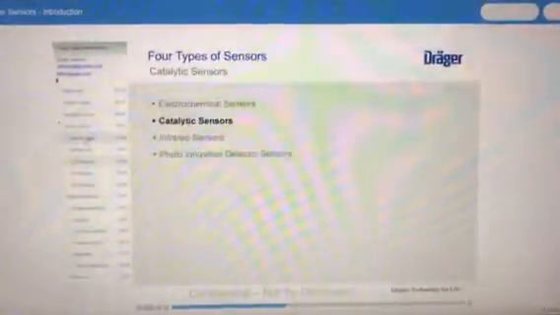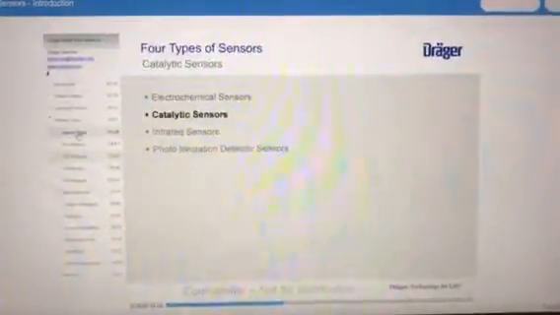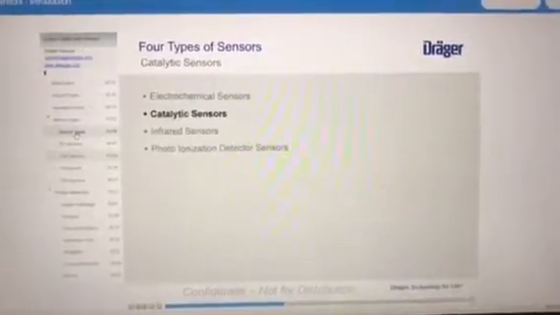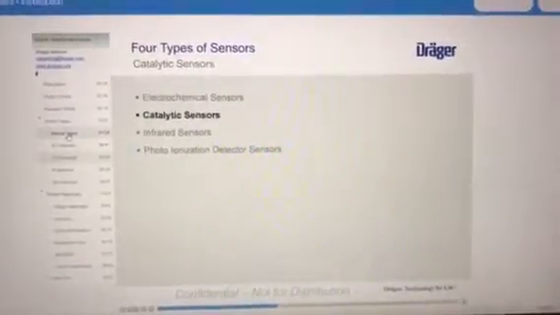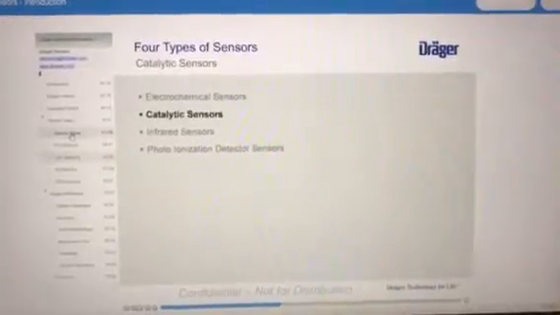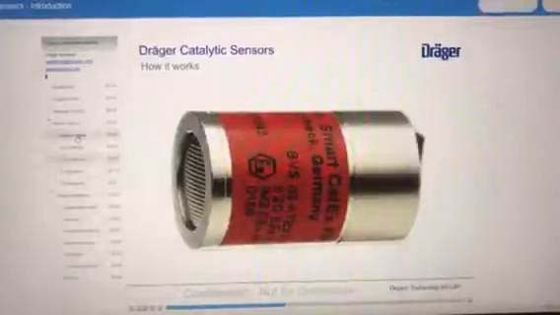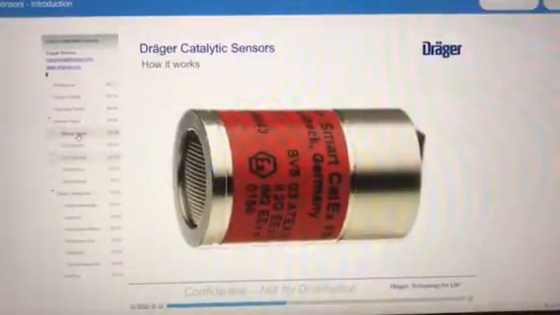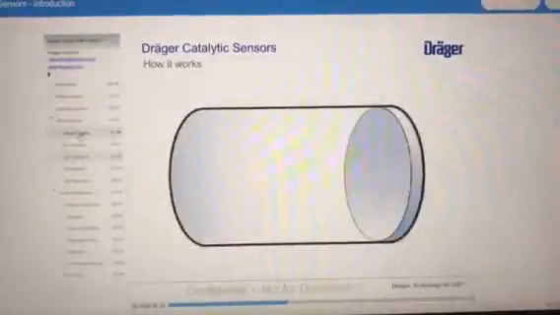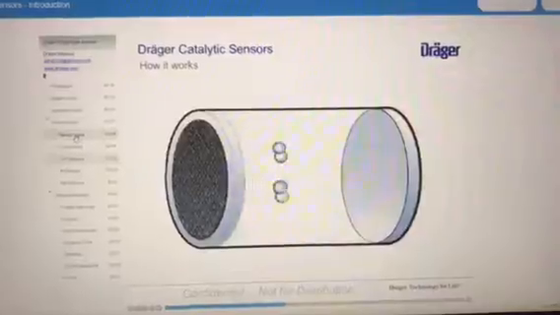The next type of sensor that we will talk about is the catalytic sensor. This sensor is used for those applications that need to detect and measure combustible gases. The catalytic sensor is the most common type of sensor for combustible gas measurements. To help you better understand what is actually happening in the catalytic sensor, here is an animation to demonstrate the process. The gas to be measured enters the sensor chamber through the flame arrestor.